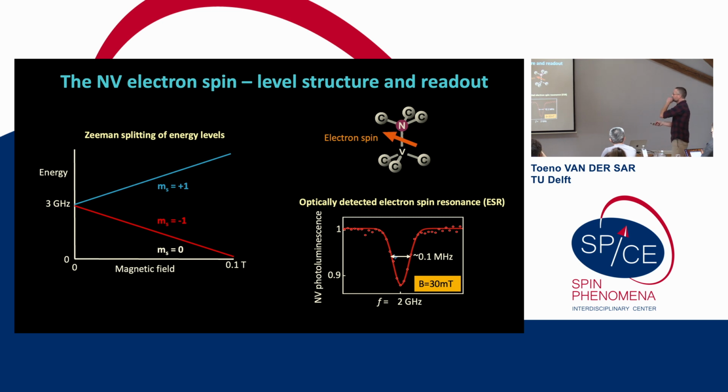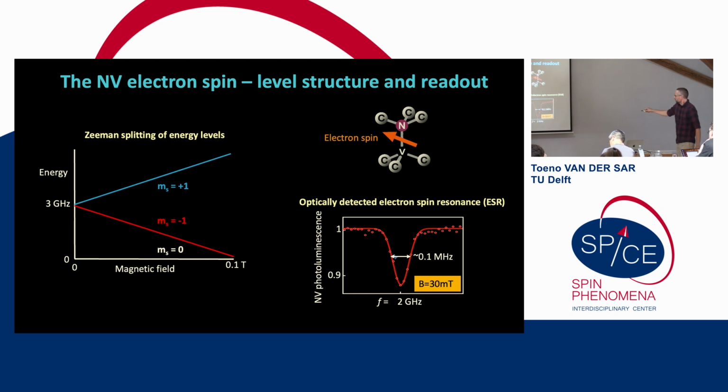How does it work? Our NV center electron spin has 3 levels, because it's a spin 1, and the levels Zeeman split as a function of magnetic field. So if you can detect the Zeeman splitting, you know the magnetic field at the site of the NV center. Now, how do you detect this Zeeman splitting?